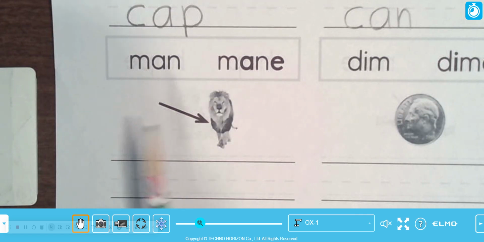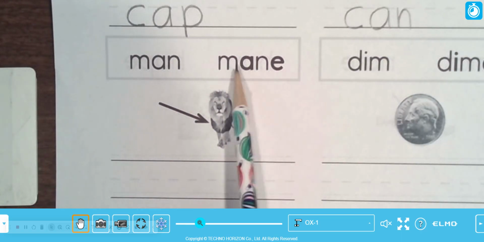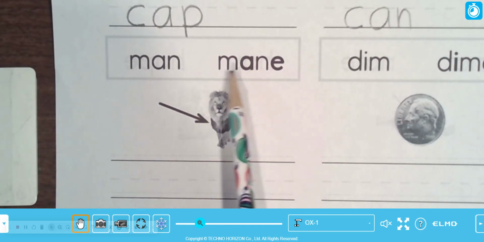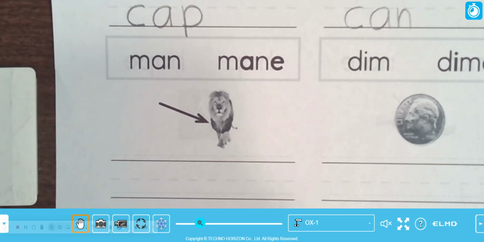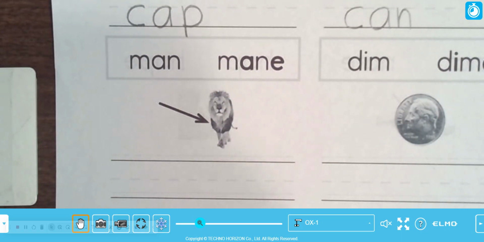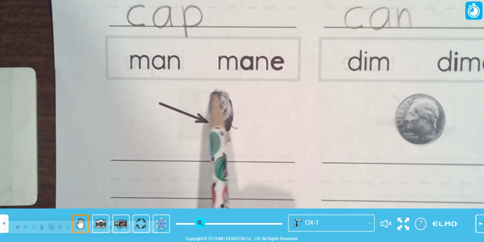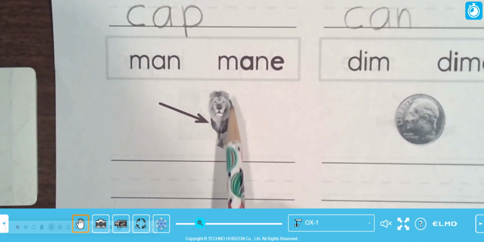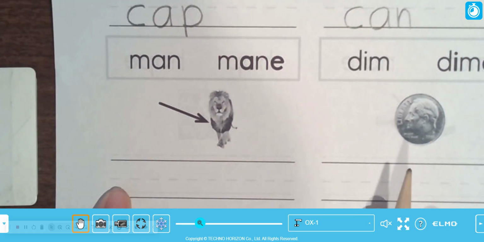Okay. Can you read this word? Yes, it's the word man. Now, this one is the same word but with a silent E at the end. Can you read this word? Yes, it's the word mane. So which one of these two words, man or mane, goes with this picture? Yeah, mane, because mane is the hair around the lion's head. It's called his mane. So let's write down mane here.